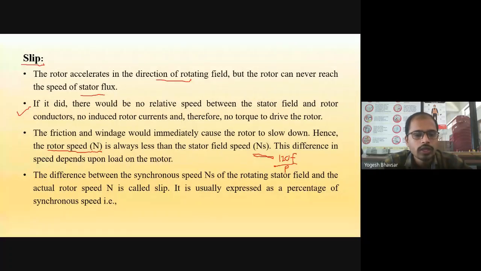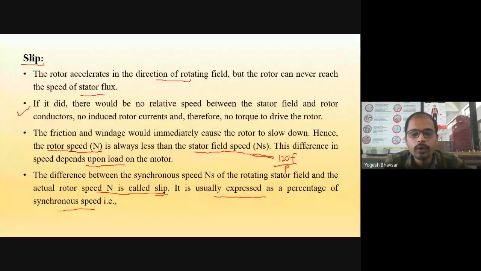Okay, so whenever there is a difference between the rotor speed and stator field speed, this difference is known as the slip speed, right? And it is usually expressed as a percentage of synchronous speed. So this is called percentage slip. Got this? What is slip? The difference between the synchronous speed Ns and the actual speed of the rotor N is called slip.